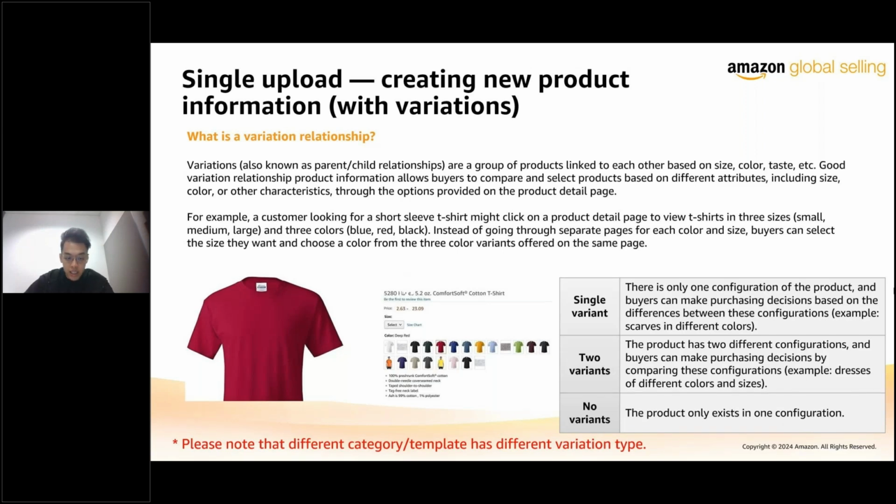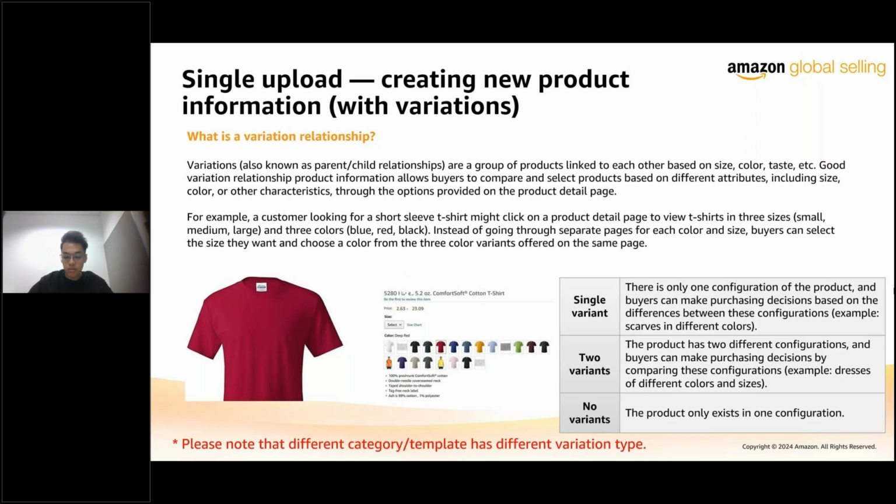So do take note that the parent ASIN is actually a dummy ASIN. You don't have to put an image or anything there. Oh, sorry, you don't have to have a barcode for it. However, for the child, everything is an individual ASIN by itself. So it's great if you have to put your own barcode, your different sizes, different images, and so on and so forth.